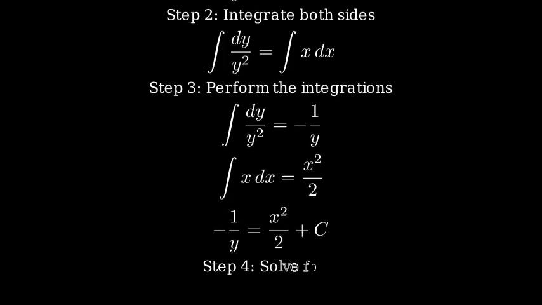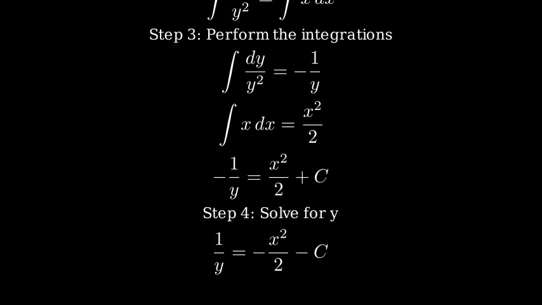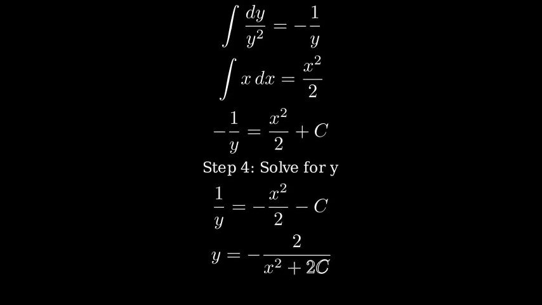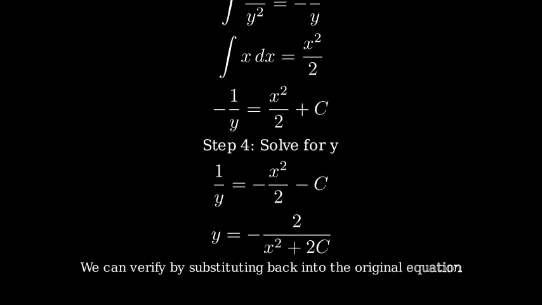Step 4. We solve for y. Multiplying both sides by negative 1, we get 1 over y equals negative x squared over 2 minus c. Taking the reciprocal of both sides, our final solution is y equals negative 2 over x squared plus 2c, where c is an arbitrary constant. We can verify this is correct by substituting back into the original equation.